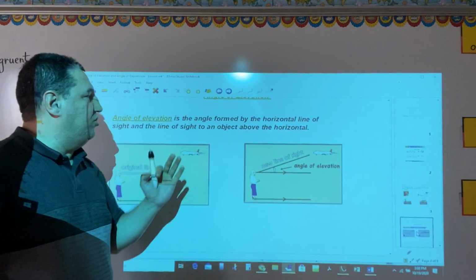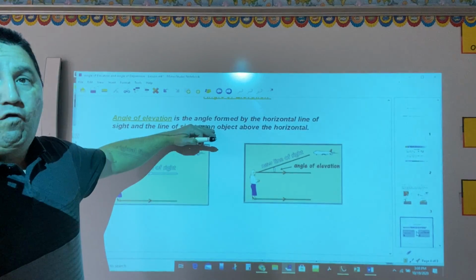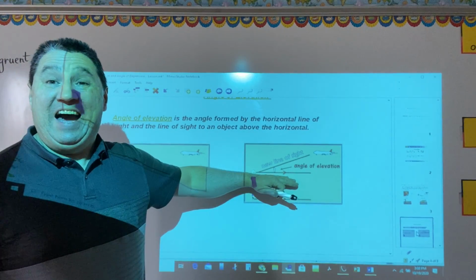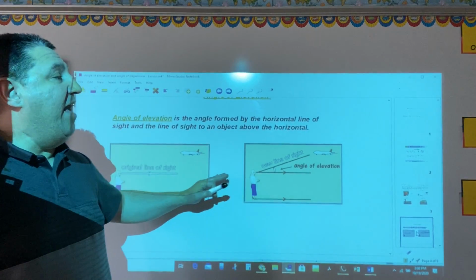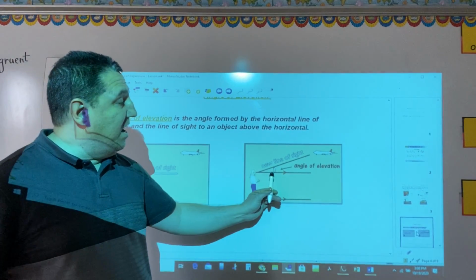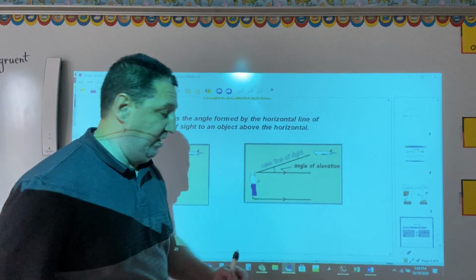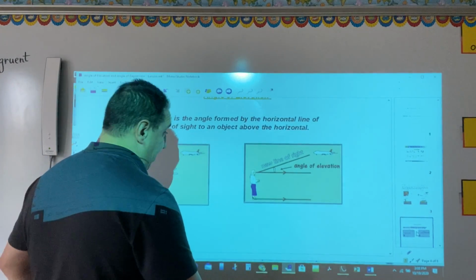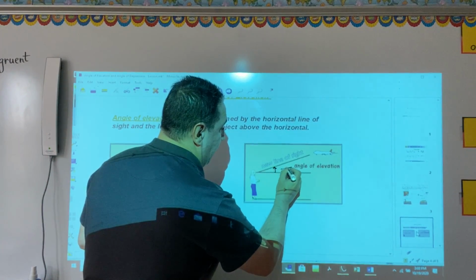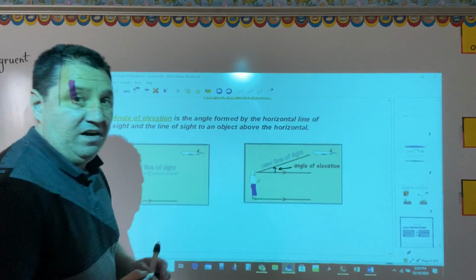Angle of elevation is the angle formed by a horizontal line of sight and a new line of sight that is above the horizontal line of sight, like we have in this figure, right? So this is the angle of elevation.